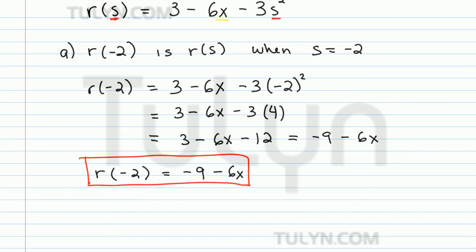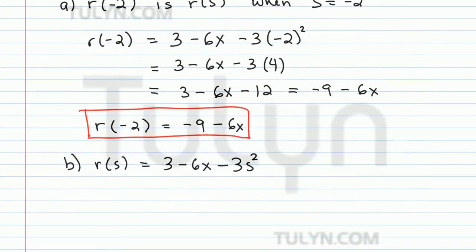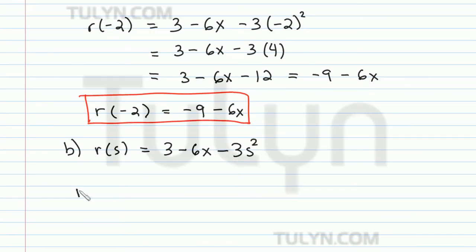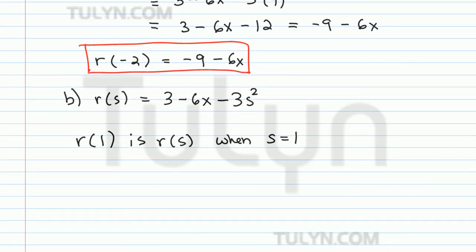So let's do another example just to make sure that we get the basic idea. So I'm going to rewrite the function since I'm going to scroll down. r of s is equal to 3 minus 6x minus 3s squared. So let's say I want you to evaluate r of 1. So r of 1 is r of s when s is equal to 1. So we're just replacing the s with 1. In this case as well, the x we just leave alone since it's not the dependent variable.